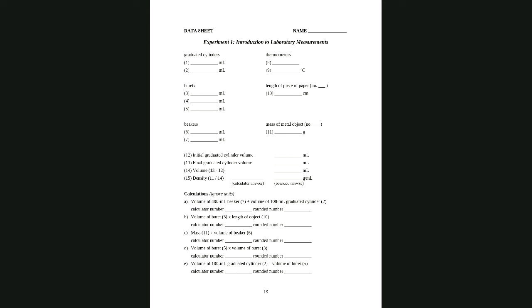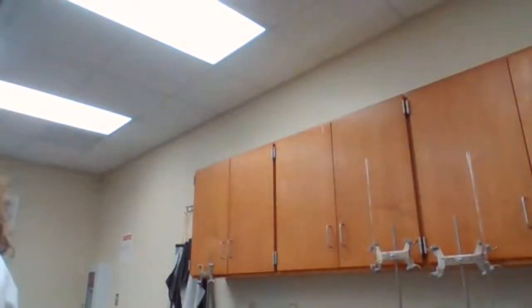I'm going to stop sharing the document, and I'm going to follow the procedure from the printout to perform the experiment for you. Okay, first part of the experiment: measure the volume of water in the 10 milliliter graduated cylinder. Those are actually set up for us, and the setup is right here.